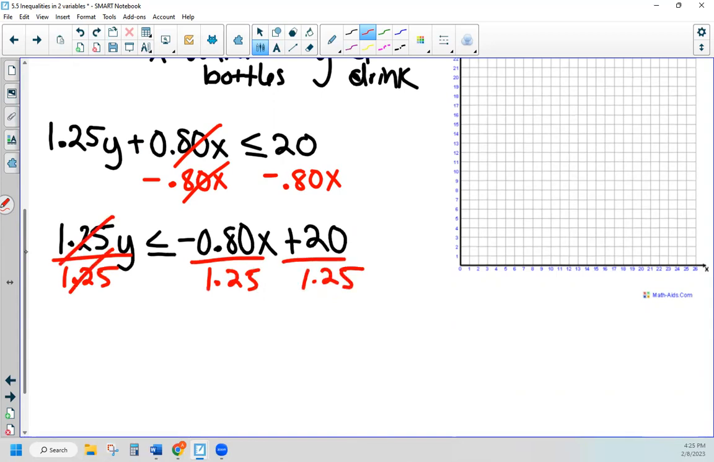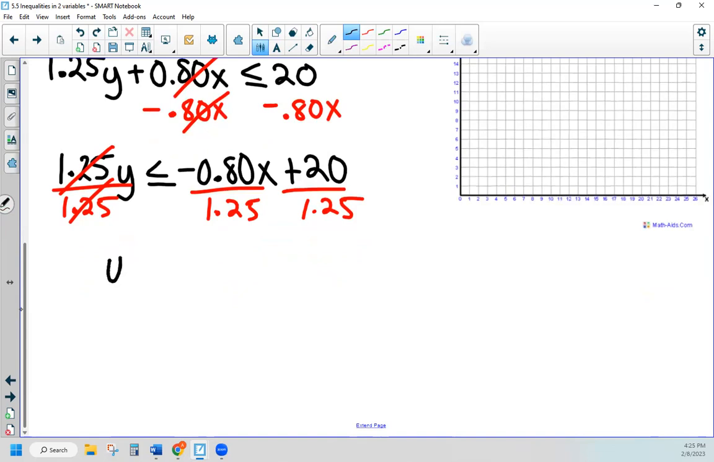That's going to cancel out my 125 because it makes 1. Anything divided by itself makes 1. So now here is pretty much our final answer. We have y is less than or equal to. Now this here, if you put this in your calculator, it's going to give you negative 0.64. But you need to understand that this is going to be my slope.